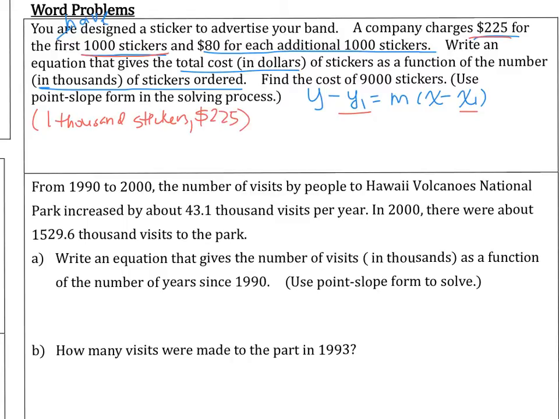And then it says $80 for each additional 1,000 stickers. So that's our slope. I'm going to write it right here. $80 per additional 1,000 stickers. Then Y here will be your total cost.